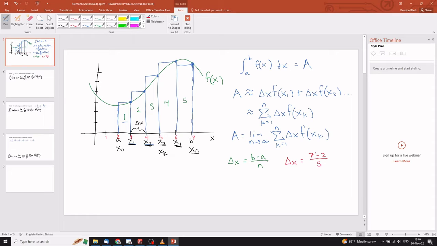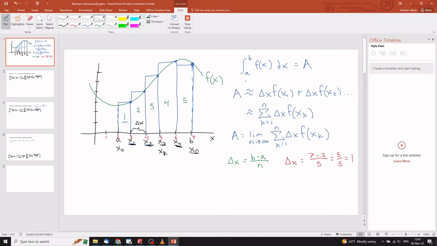Okay, so the total width of the interval is 7 minus 2, which is 5. And we have 5 rectangles within that interval. So the width of each rectangle would be 1, which we can see from the delta x I've drawn right here. It's the distance between 3 and 4, which is 1. Okay, so the formula works.